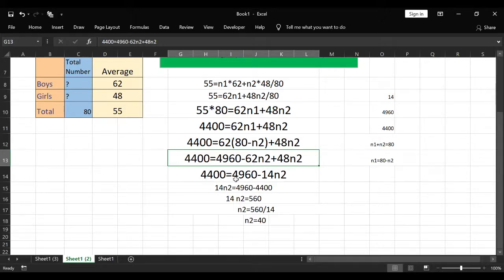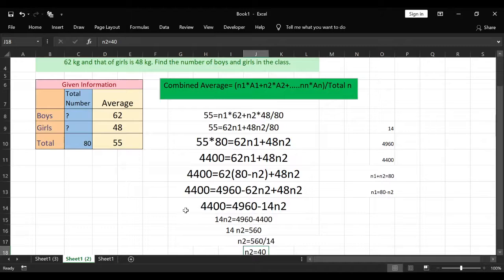So here 4400 equals, we have simplified the values, 4960 minus 14 n2, that is minus 62 n2 plus 48 n2, that is minus 14 n2. Again we have simplified the values, so this minus 14 n2 is taken here, plus 14 n2 equals 4960 minus 4400. So the remaining value 14 n2 equals 560, and now n2 equals 560 divided by 14, that is n2 equals 40.